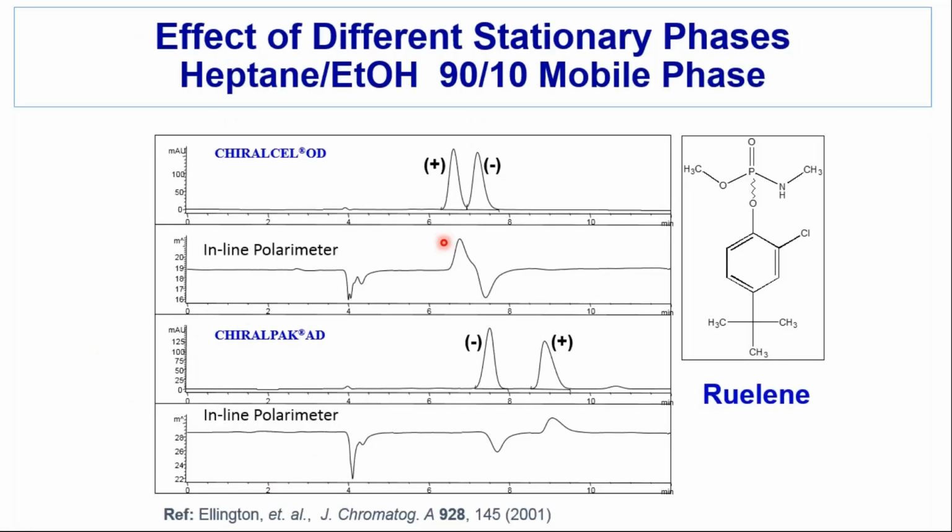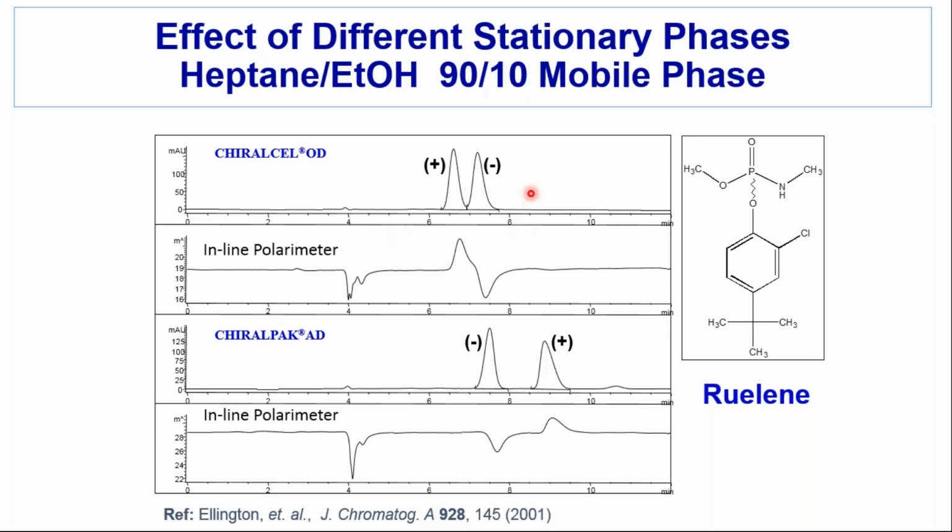We also see differences in retention on different stationary phases. OD and AD are somewhat similar stationary phases, but we got a reversal of elution order. These are the UV chromatograms, and we have an inline polarimeter with this analysis. It just shows that, sure enough, you can have a reversal of elution order. So sometimes people talk to me about the first isomer, or first enantiomer. That's not a physical property. It depends on which stationary phase you're using, or mobile phase, as we'll see.